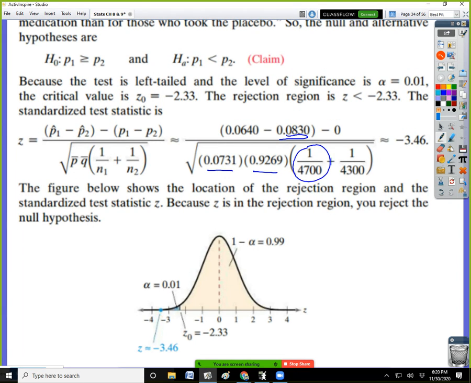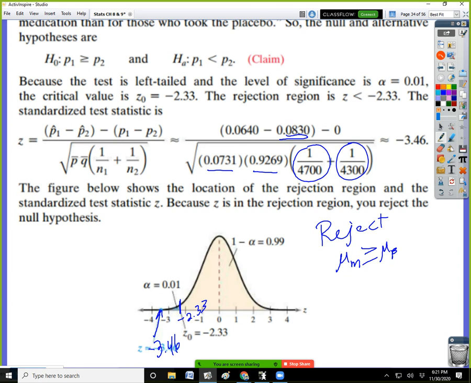And then our 1 over 4,700, the sample that took the medicine, and 1 over 4,300, the sample that took the placebo. Okay, so we end up with minus 3.46. If you look at your drawing, here's minus 3.46. Here is my minus 2.33. So thank goodness I get to reject that mu sub medicine is greater than or equal to mu sub placebo, right? That's good. So it shows the location of the rejection region. Because Z is in the rejection region, you reject the null hypothesis.